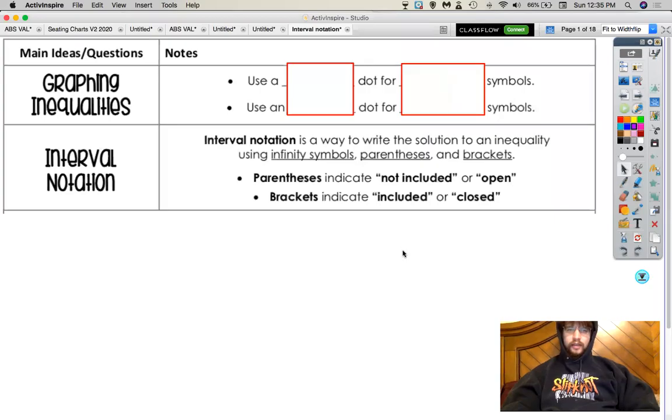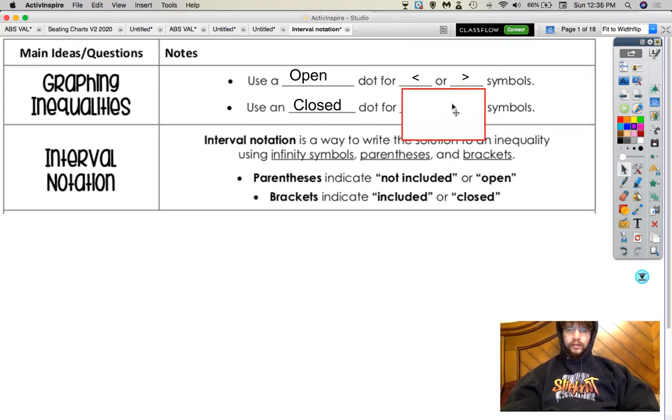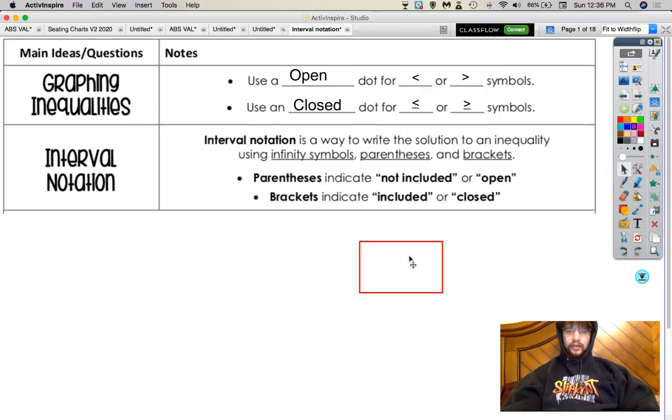All right, guys, today we're going to look at inequalities and more importantly, interval notation. So let's just start with it. Graphing inequalities. You should be slightly familiar with it. We use an open dot for these two symbols, the less than or the greater than symbols, and we use a closed dot for less than or equal to or greater than or equal to.